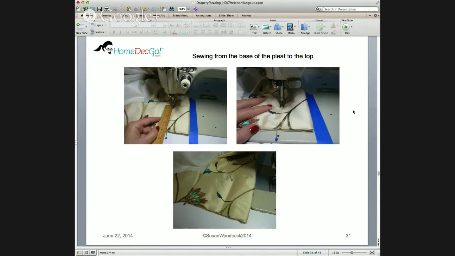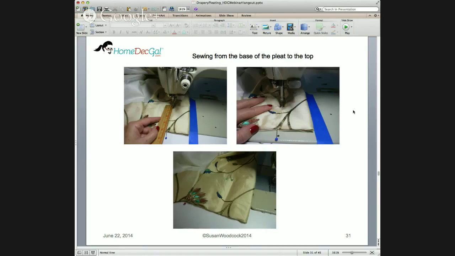If you're sewing from the base of the pleat, you may find that the fabric will ride up and move forward so that your pleat ends up uneven. So depending on your machine, whether it's a walking foot or a regular industrial machine, if you have a walking foot, you might not have this problem.